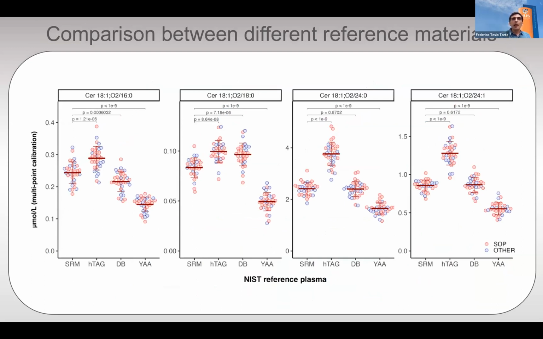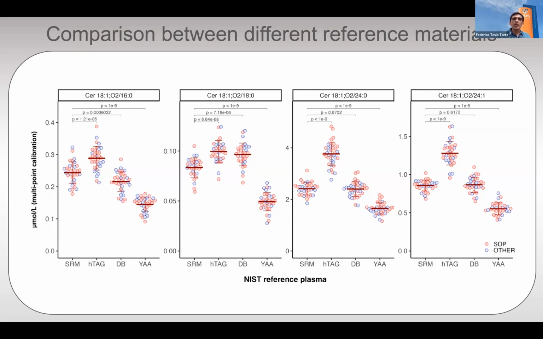Then, when we compared the different reference materials to the 1950, so the 3 additional reference materials, we observed a clear trend for all the ceramide species with the highest concentrations present in the high TG plasma, and with the lowest values in the young African American plasma. As was already previously reported by other studies that used the same set of samples, this suggests that probably in the future we will have to consider stratified reference intervals for applications in clinical testing.